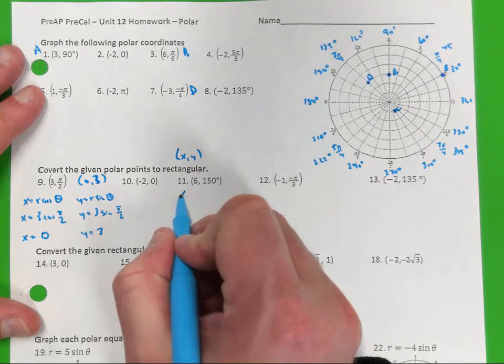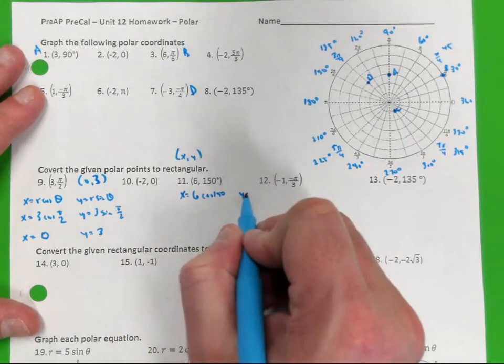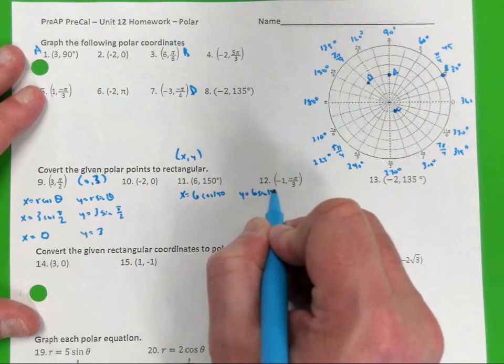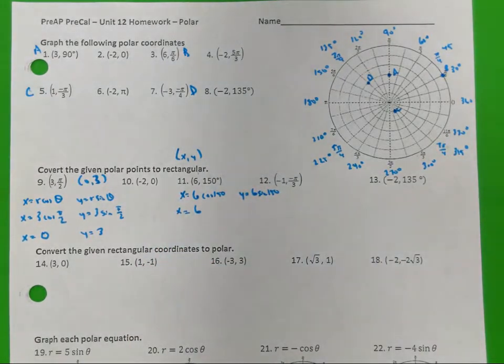Number 11, x equals 6 times the cosine of 150, bless you. Y equals 6 sine of 150. 150 is in quad 2. Your cosine will be negative. It is related to the 30 degree family. So that would be a negative root 3 over 2.